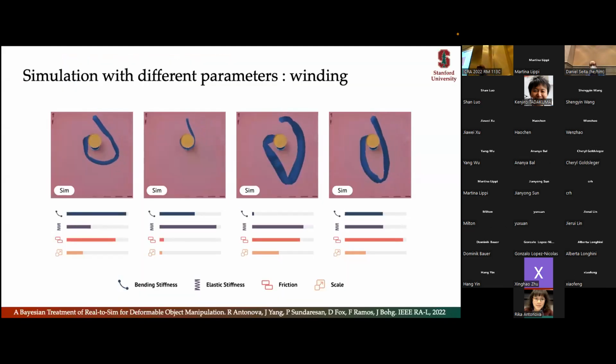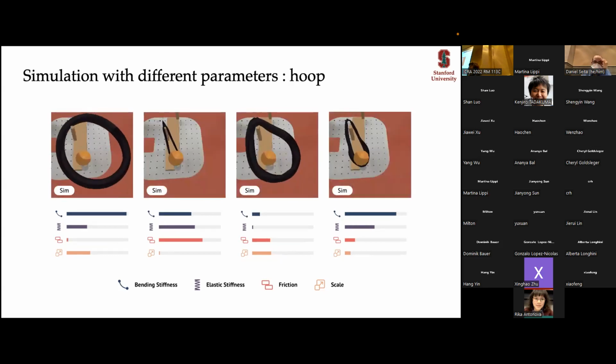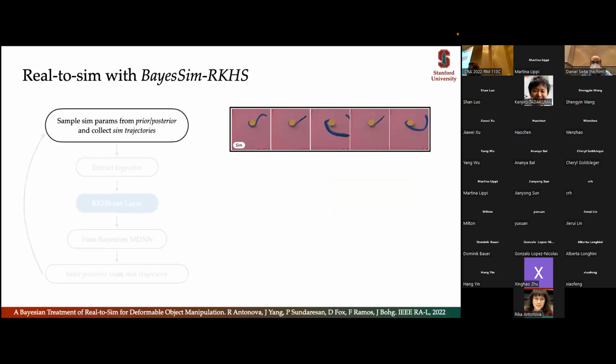So we have a simulator. In this case, this is just a Bullet simulator that is stylized to resemble our physical setup. So, similar colors for the background and for the object, as in reality. And we're going to be changing the bending stiffness, elastic stiffness, friction, and scale parameters. Again, the method is general. You can be changing any properties of the simulation. But here I've shown that already with these parameters, you can see very drastic changes in how the deformable behaves. So we're going to take a look at how we could handle that.